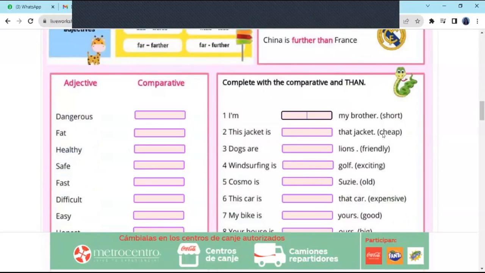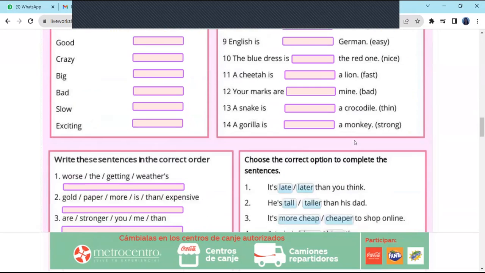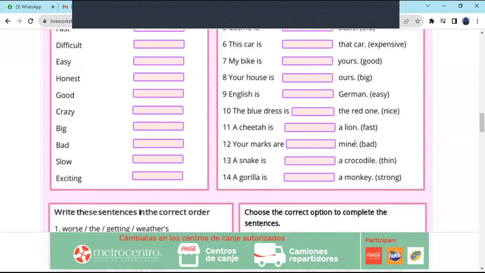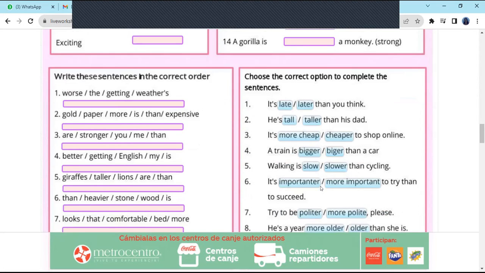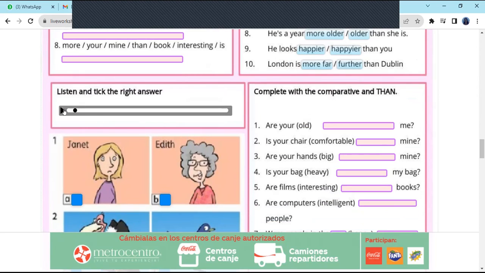So we are going to, right here, the sentence. Okay, this jacket is cheaper than that jacket. When we use the comparative of the adjectives, we have to use than. In the next part, it has direction. It says, write these sentences in the correct order, okay? And in the last one, you are going to select the correct option of the adjective.